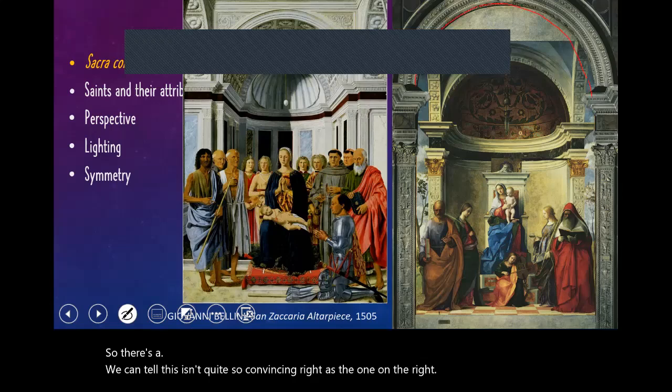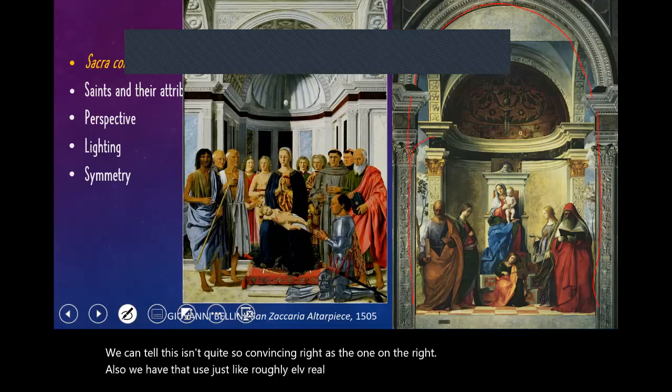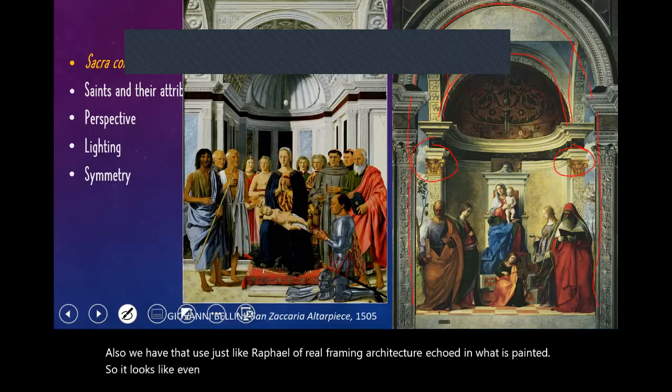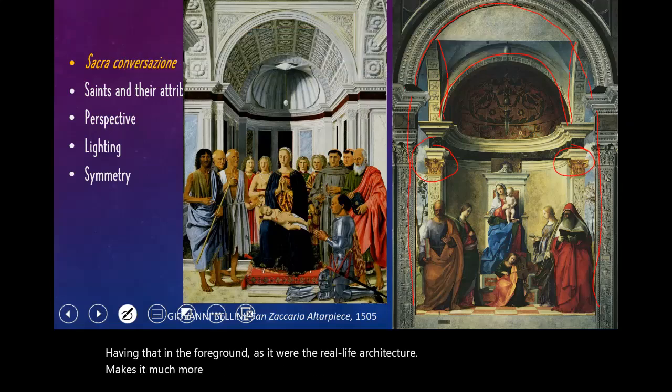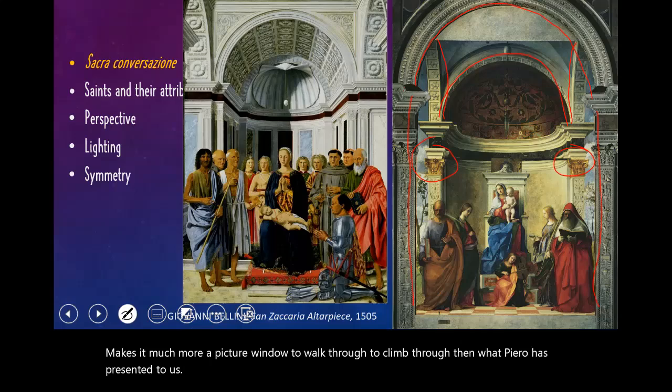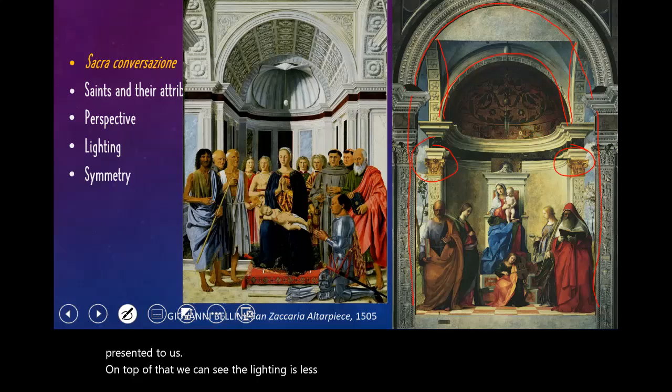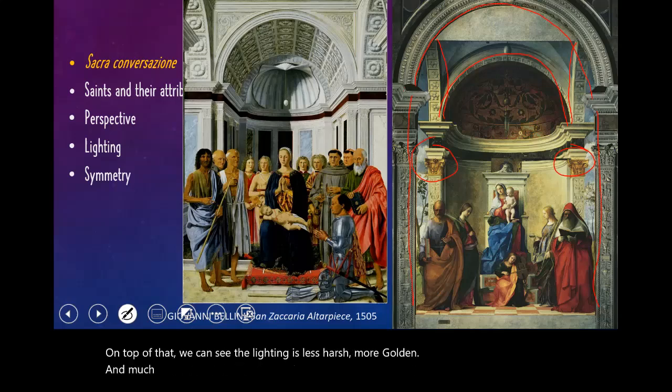Also, we have that use, just like Raphael, of real framing architecture echoed in what is painted. So it looks like even this vault continues on and connects to the real thing. Having that in the foreground, as it were, the real life architecture, makes it much more a picture window to walk through, to climb through, than what Piero has presented to us. On top of that, we can see the lighting is less harsh, more golden, and much more softly falling on the saints and the Holy Family. We have less outline and more softness of color without Leonardo's sfumato.